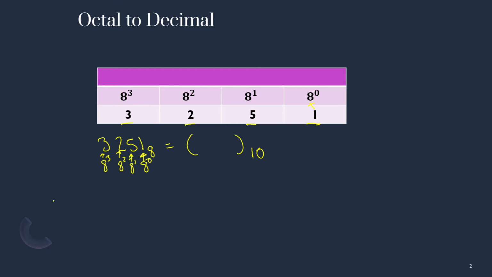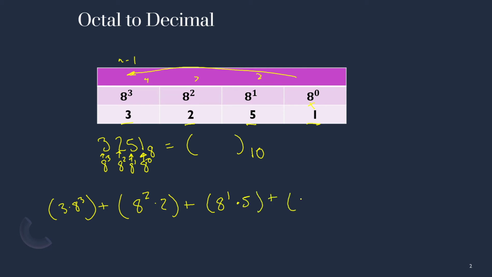It's going to be 3 times 8 to the third, because it's in the fourth column, but we start with 0. So this is the first column, second column, third column, fourth column. So it's just n minus 1. And we're going to add 8 squared times 2, plus 8 to the 1 times 5, plus 8 to the 0 times 1.